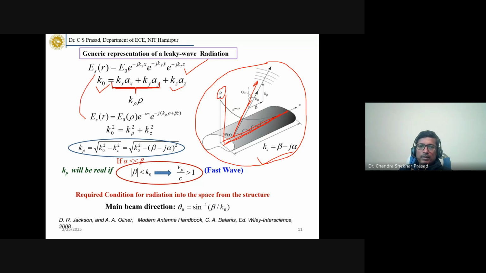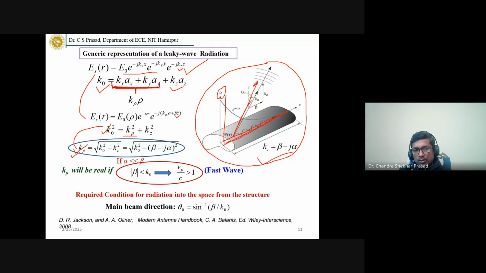So we can replace these in E naught rho e to the power minus alpha z, or e to the power minus j k rho rho, and then beta z. Basically, we are replacing this kz in terms of alpha and beta. Fine. So here k naught square was kx square plus ky square plus kz square, so we are replacing this. Now this k rho, from this equation, we can write as k naught square minus kz square.